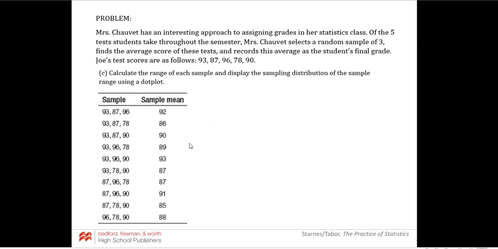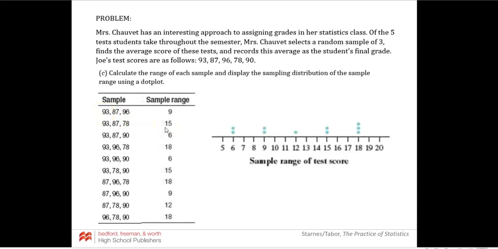Calculate the range of each sample and display the sampling distribution using a dot plot. So range would be the largest minus the smallest. So 96 minus 93 is 6. And so you just calculate, 93 minus 87 is, 96 minus 87 is 9. That would be the correct one, the largest minus the smallest there is 9. And so you just plot all those values, find the range of each group of 3, plot those values on there. You can see that the typical range is about 12 if we averaged all those.